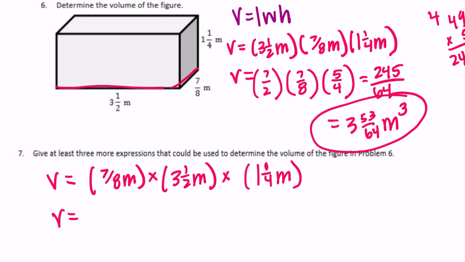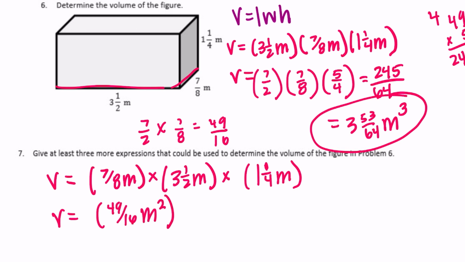So do 3.5 by 7/8. So 3.5 times 7/8 would be, let's see, 7/2 times 7/8 will be 49/16. So we could say 49/16 meters squared times 1 1/4 meters.